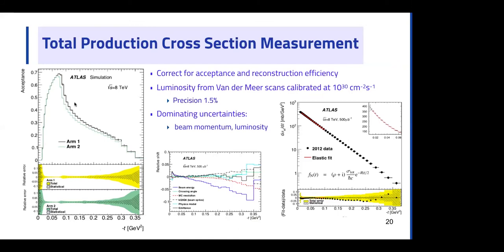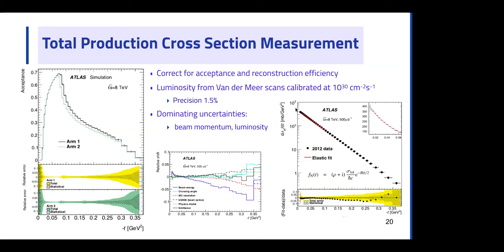Okay, so we need an external luminosity measurement, and we use van der Meer scans for that. They were calibrated at 10 to 13, and they have to be extrapolated to the luminosities of the run we had. This extrapolation is the dominant component of the precision, which is 1.5%.